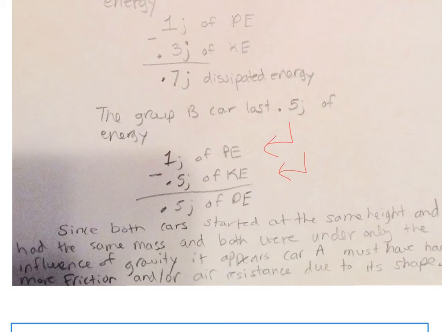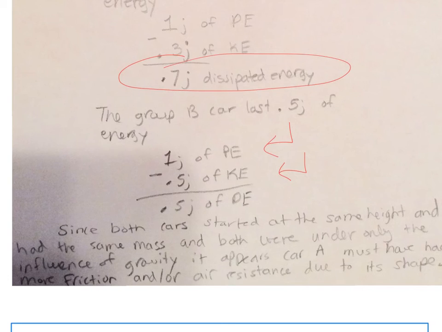Since both cars started at the same height and had the same mass, and both were under only the influence of gravity, it appears car A must have had more friction and/or air resistance due to its shape. Because car A dissipated more energy, right? And so the only explanation for that, if they're the same height above the ground and they have the same mass and we didn't push either car, is that somehow more energy was converted to heat and sound for car A.